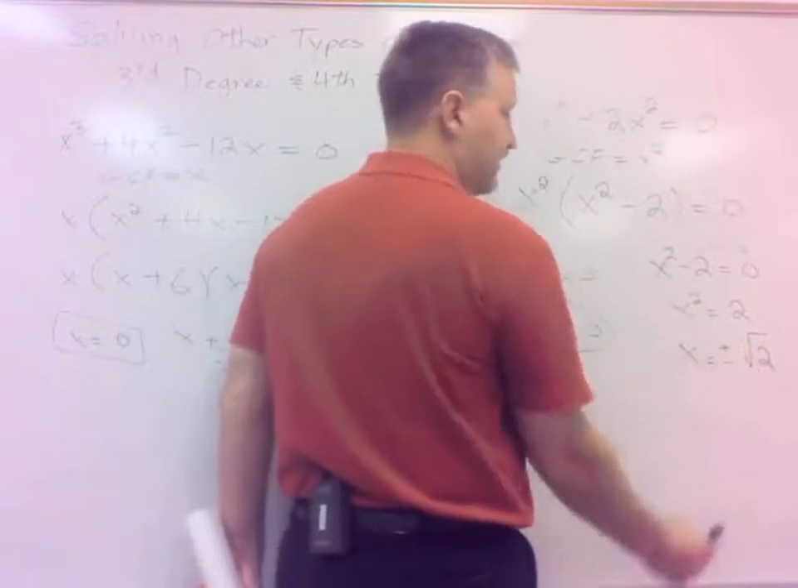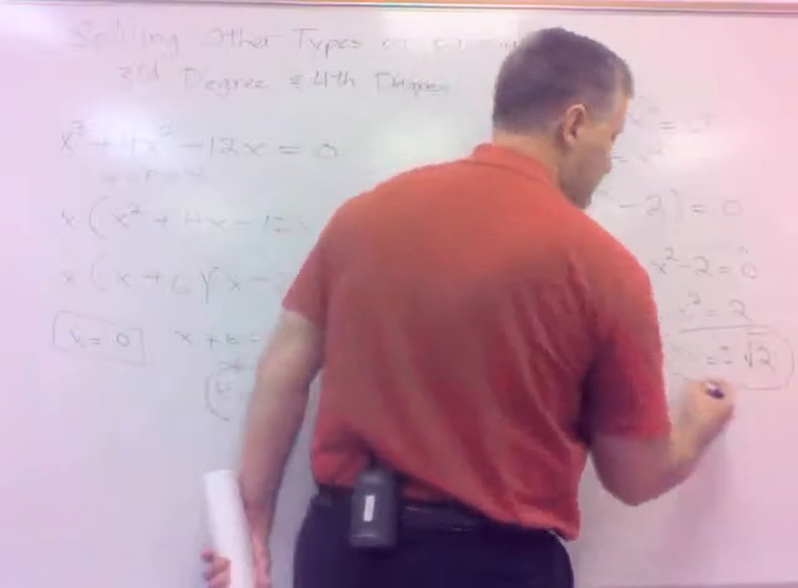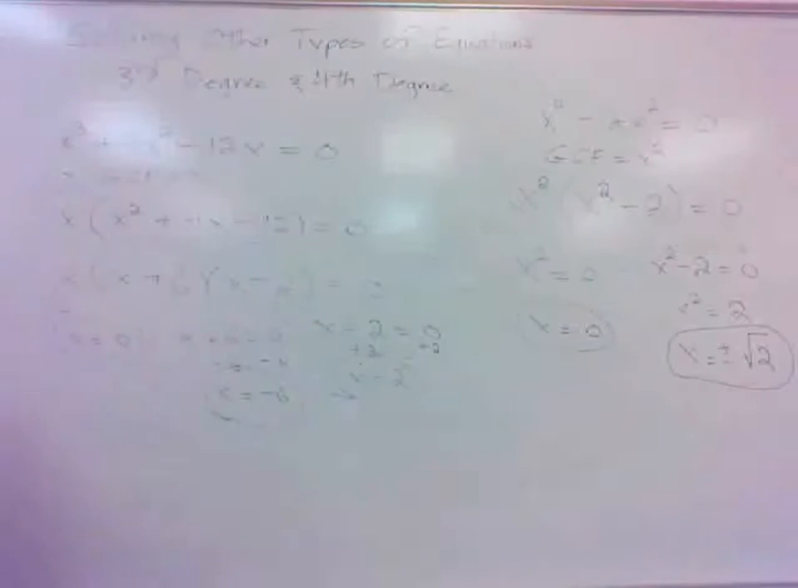Plus or minus, yeah. So you got plus or minus the square root of 2 solves that one. So the solution there is plus or minus the square root of 2. And you can round that off if needed, but it's simplified.